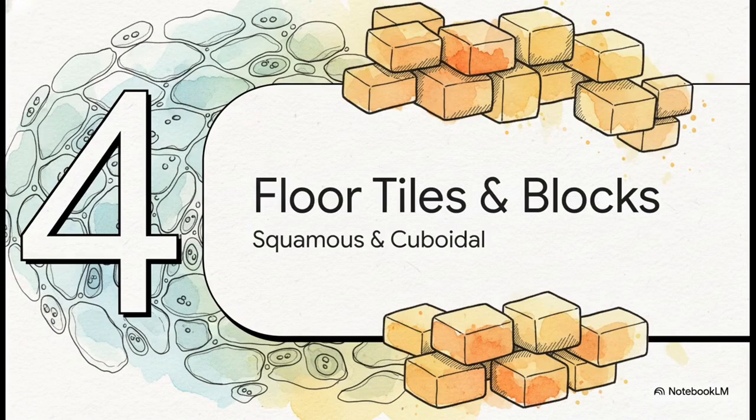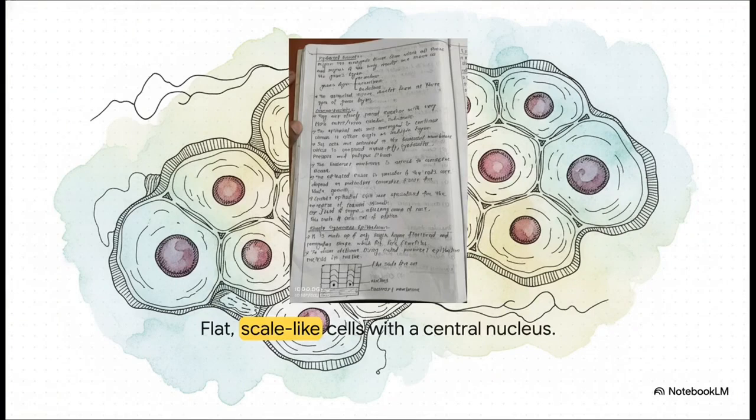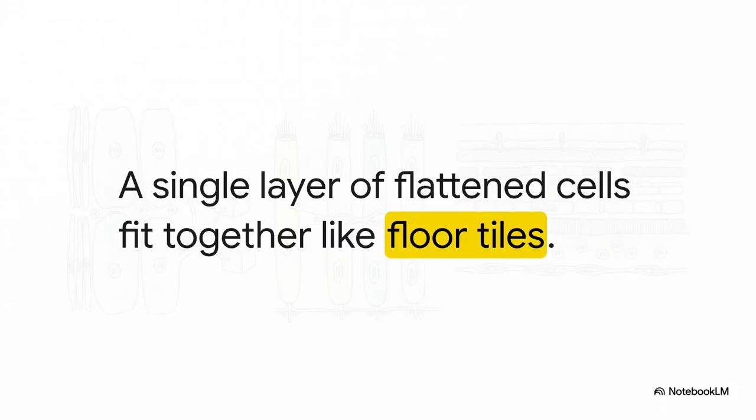Which brings us to section 4, floor tiles and blocks, specifically simple squamous and cuboidal tissues. Take a look at this drawing from the notes. This is our first type, which essentially acts as the body's floor tiles, simple squamous epithelium. Notice the shape here? These are flat, scale-like cells. And because they are so incredibly thin and flattened out, the nucleus just bulges right in the center of each cell. It's really quite delicate. The notes use a fantastic architectural metaphor for this one.